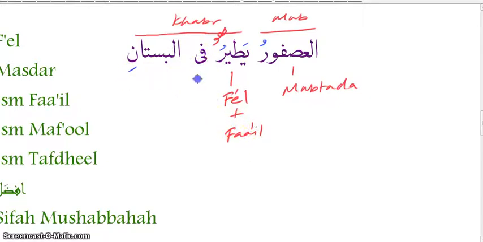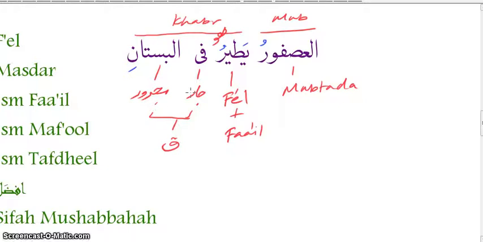Fi is harf jar, so you can call it jar or harf jar, whichever one you want. Bustan, majroor. The word after that jar will always be majroor. Okay, and jar majroor always combine to become our muta'alliq. That's just the way that jar majroor and zarfs, for that matter, work. Jar majroor muta'alliq means latched onto something. See, that's just the way they are.